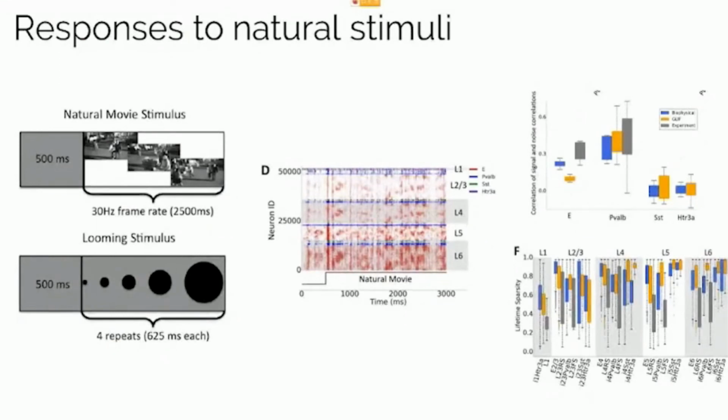An example raster plot shown in the middle highlights more irregular and sparser responses than responses to drifting gratings or full field flashes. Again, the signal correlation and the noise correlations for neuron pairs are analyzed and compared with experiment. And in the top right panel, you see that indeed there is a good match between the model and experiment. And then finally, the bottom right panel shows the lifetime and population sparsity of neurons. And again, a good match is observed.